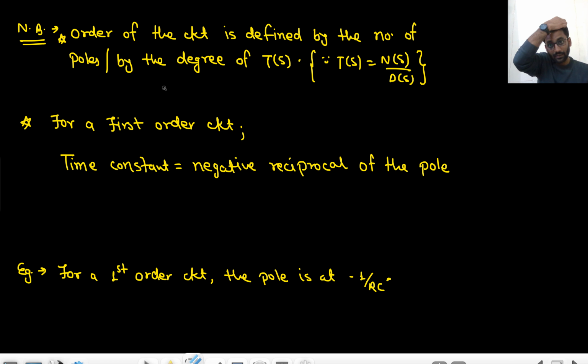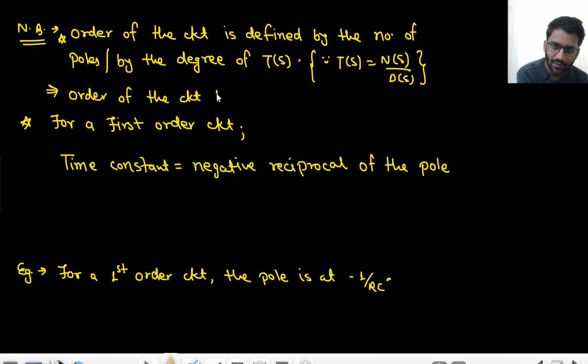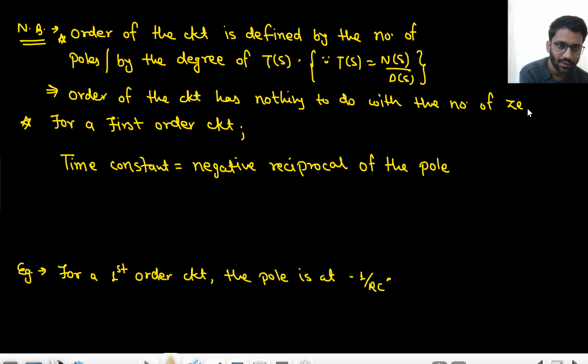And the order of the system has nothing to do with the number of zeros. I will write this point. Order of the circuit has nothing to do with the number of zeros. When you are defining the order, you will only look at the poles. If there are two poles, second order. If there is one pole, first order. And for a first order circuit, only for a first order circuit, what is the time constant? Time constant is the negative reciprocal of the location of pole.